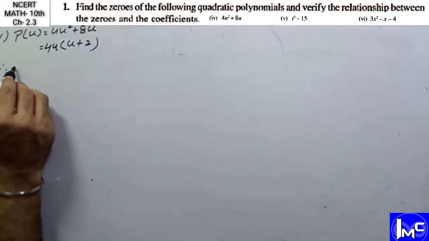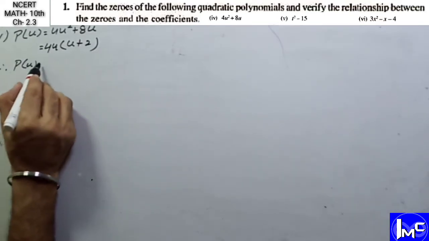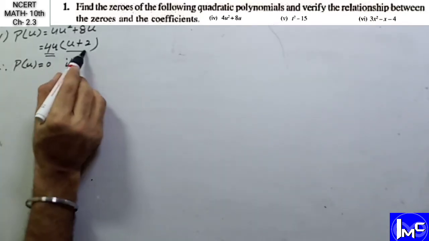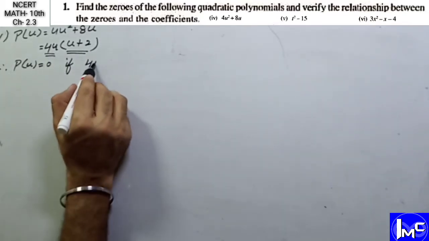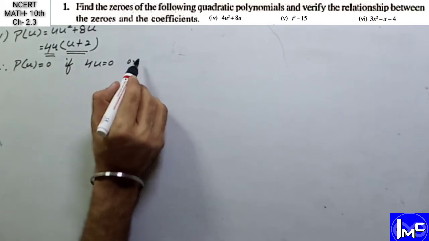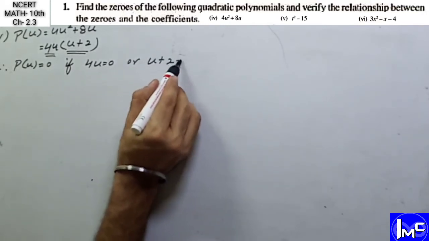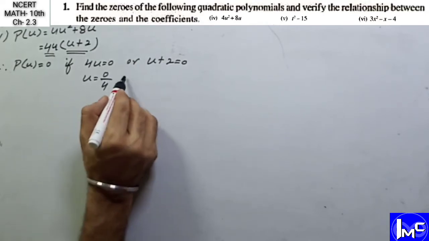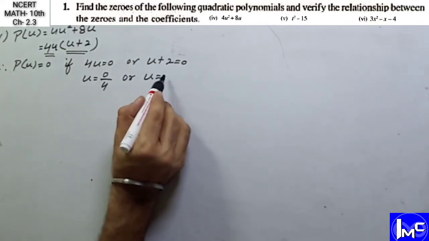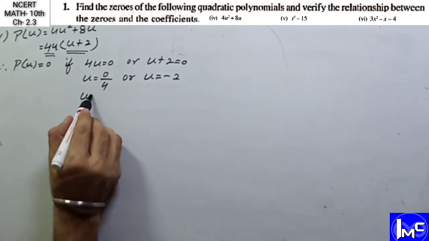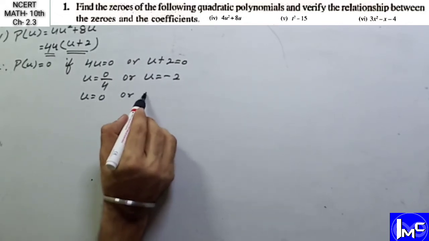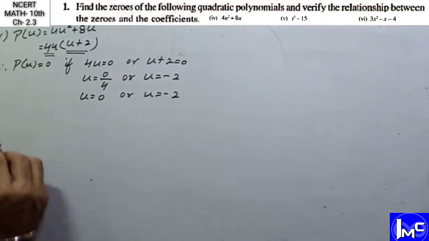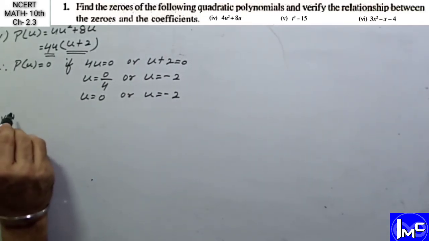So p(u) will be 0 if these are the two factors of this polynomial. 4u is equal to 0 or u plus 2 is equal to 0. u is equal to 0 by 4, or u is equal to minus 2. So u is equal to 0 or u is equal to minus 2. These are the zeros of the polynomial. Now come to verification.